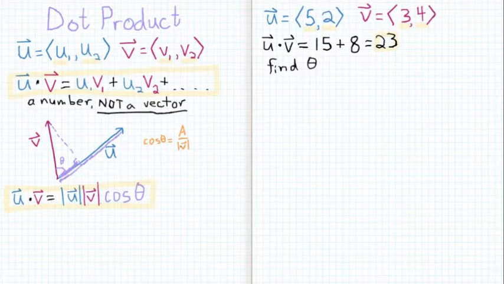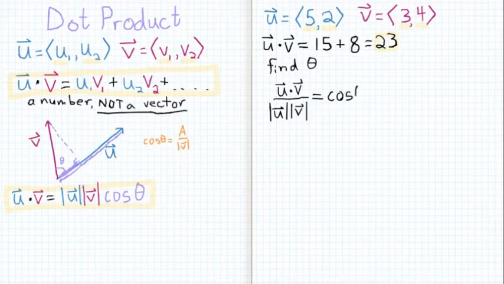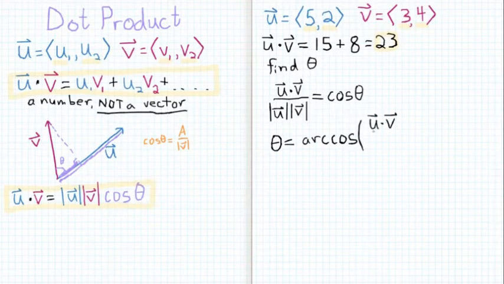But if we look at our geometric formula for the dot product, we can rearrange it so that the dot product of u and v divided by the magnitude of u times the magnitude of v is equal to the cosine of the angle between the two vectors. That means that theta is just the arc cosine of the dot product divided by the product of the magnitudes.